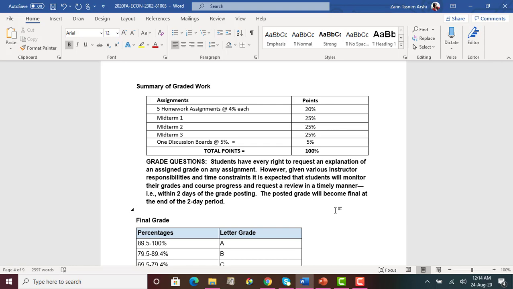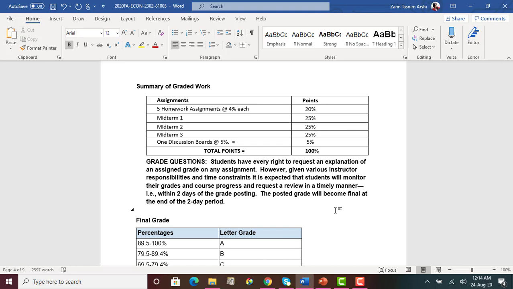Then there will be one discussion board. Since this is not a face-to-face class, there is no participation grade. The only way to see that you are actively participating in the class is through the discussion board, which is 5% of your grade. Now, a couple of things I want to talk about.